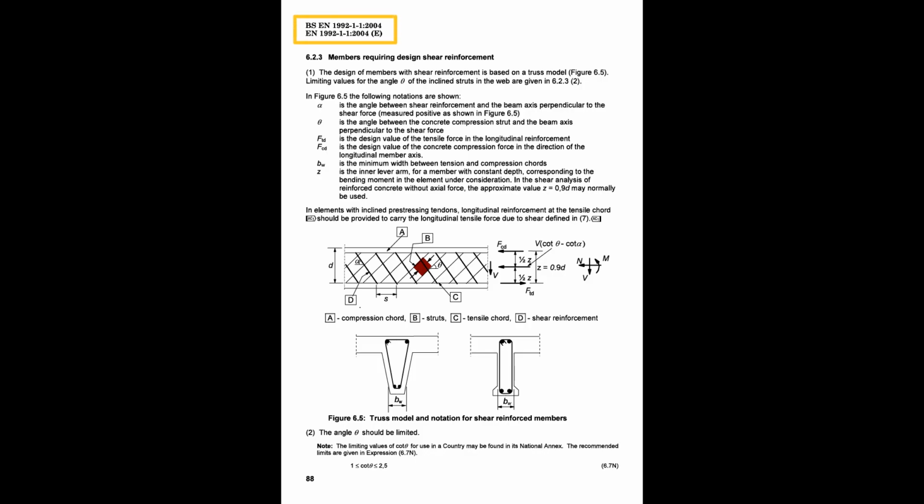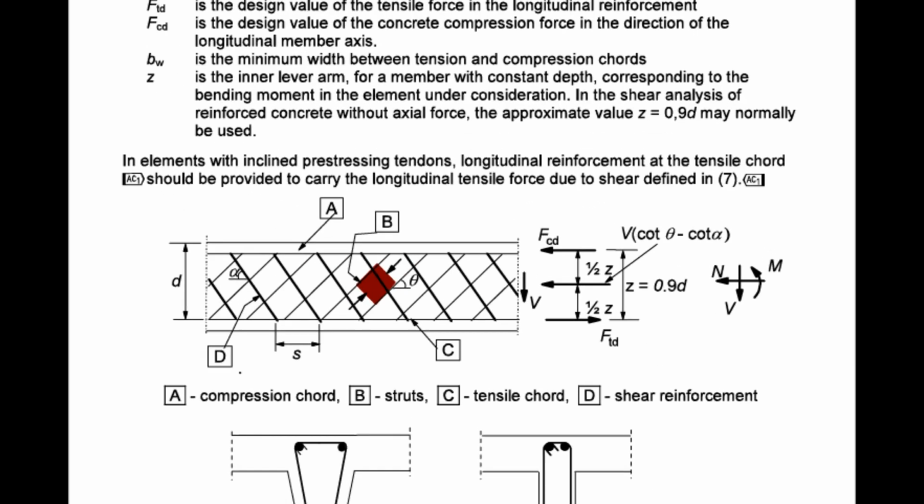In the Eurocode 1992-1-1, there's a paragraph 6.2.3 about members requiring design shear reinforcement. If you refer to this data, you will be able to find what theta refers to, and what the limit values are, and also how to calculate the shear resistance.